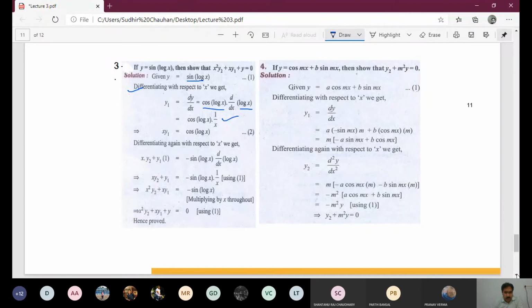So again these are differentiable. Differentiating again to get this expression, that means we need at least the second derivative. So now here we have to apply the product rule to x y1. As we know, y1 is dy by dx, and it is also a function of x, so we'll apply the product rule here.